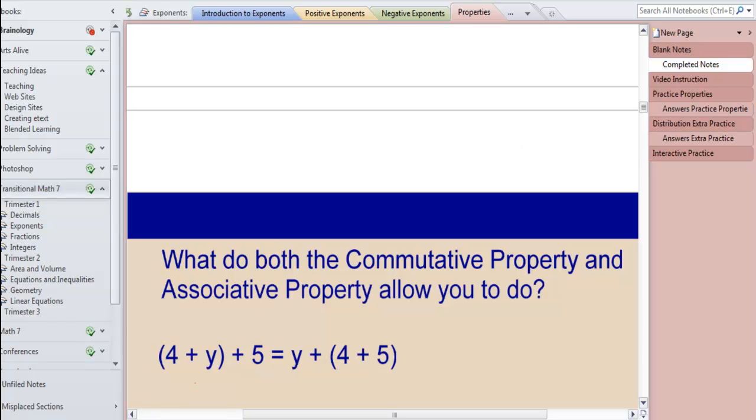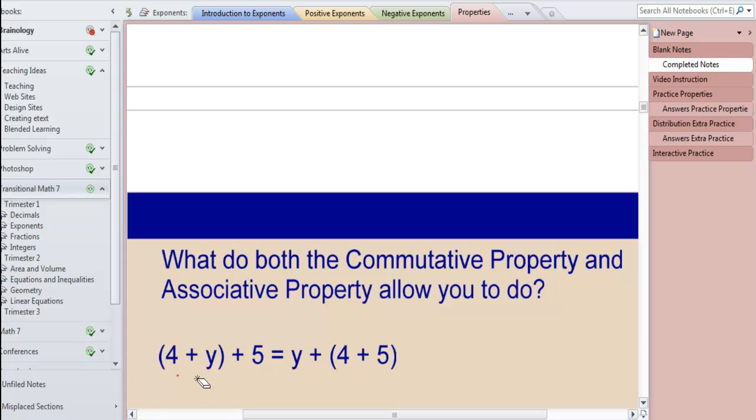So let's look at this example here. We have 4 plus y plus 5, y plus 4 plus 5. So are they in the same order? Are these numbers 4, y, and 5 in the same order on the left as they are on the right? No, they are not, because what switched order? The y and the 4 switched order on the right-hand side. So therefore, we're seeing a demonstration of the commutative property because the order of the numbers changed.